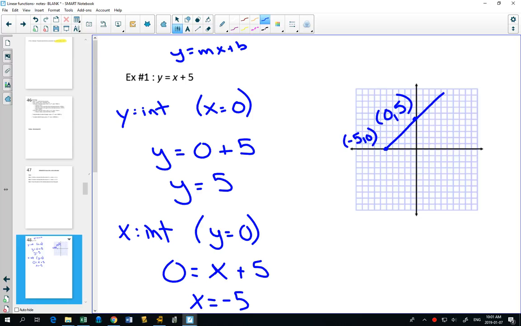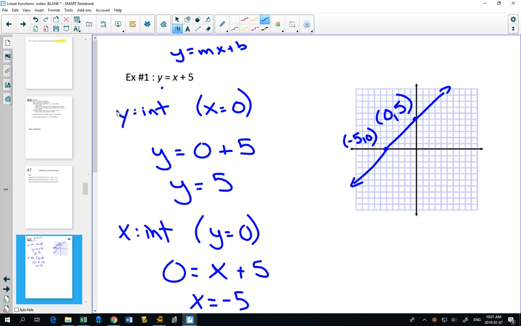And once you have those 2 points, draw the straight line through them, put arrowheads on the end of your line, and you've graphed it. Does it appear to be right? Couple of things you could do to check. We've got this in y equals mx plus b form. Your slope is supposed to be positive 1. Does this have a positive slope? Yes, because it's going up from left to right.